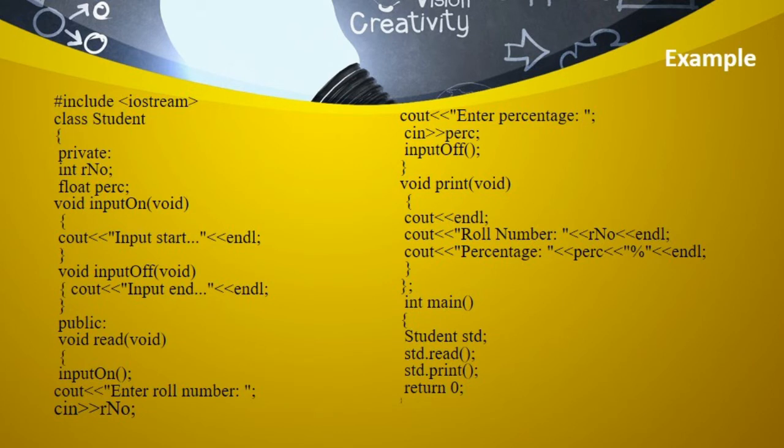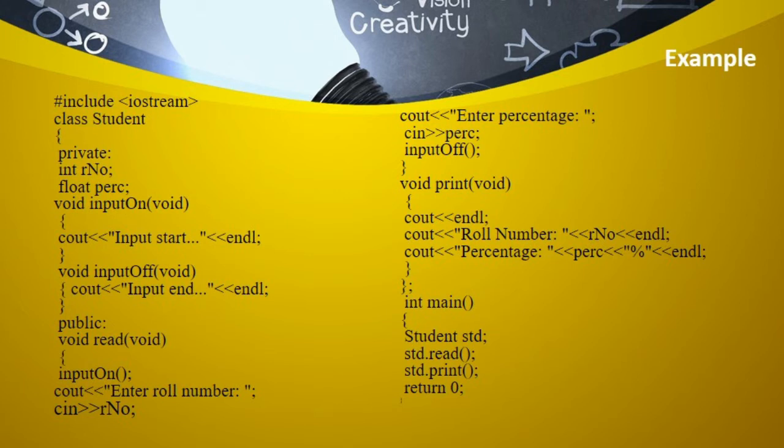Inside the input on member function, an output statement is given. So that will be printed in the output. Then again the control passes to the second line of the read member function. In that second line, again an output statement is included, so it will be printed as it is in the output. Again the input statement is included, so the input is received from the user, and again the output statement enter percentage will be printed. Another input statement is inserted, and the input for the percentage will be received from the user.